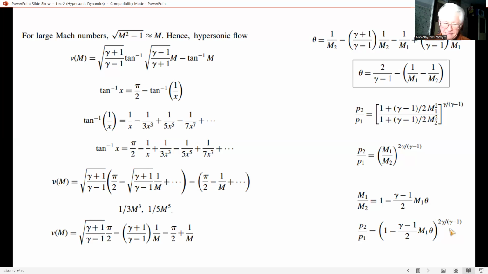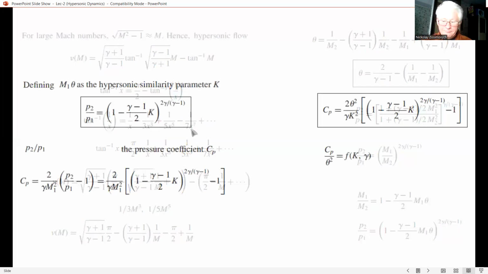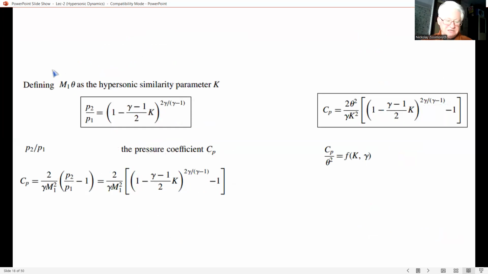Defining as before M1 times theta as the hypersonic similarity parameter K, I hope you remember this, we can write the next expression for P2 over P1. It gives us 1 minus gamma minus 1 over 2 times K to the power 2 gamma over gamma minus 1.